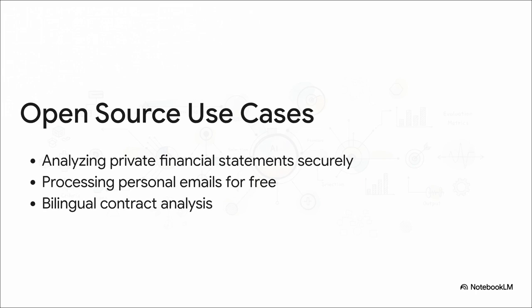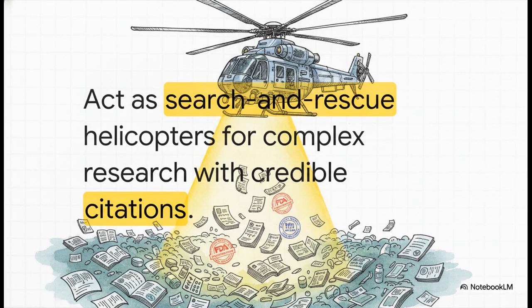Plus, models like Kimi 2.5 really excel at bilingual capabilities. It can seamlessly analyze a complex contract in Chinese and perfectly explain it back to you in English. Now, for those hyper-specific tasks, we rely on specialist models. I love to think of these as the search and rescue helicopters of the AI world.